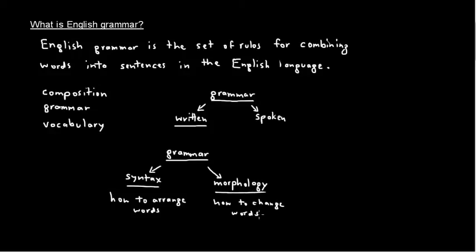Okay, because there are rules for how words change, how they morph, and then there's how words are arranged. Now, in a given grammar, in English grammar, French grammar, there's usually some kind of balance, but in English, syntax is the biggie, and morphology is not so big. Okay, we don't change the words that much in English, but it's very important how we arrange the words.